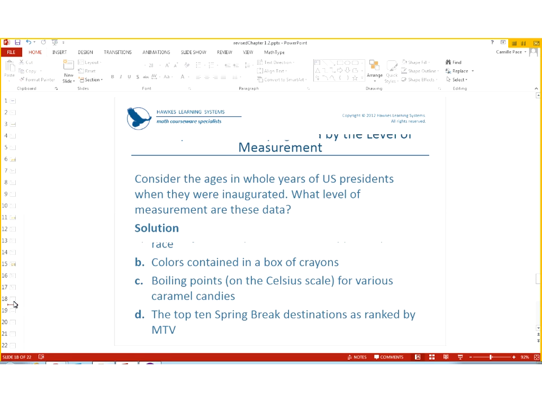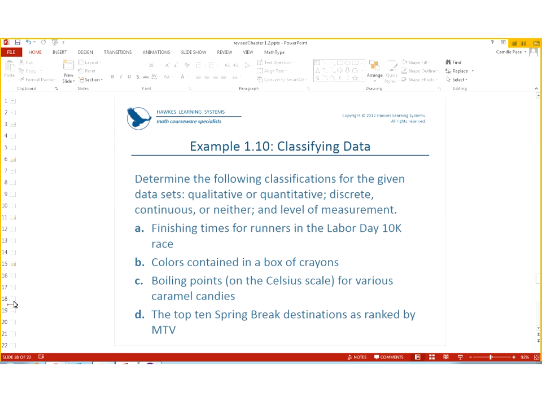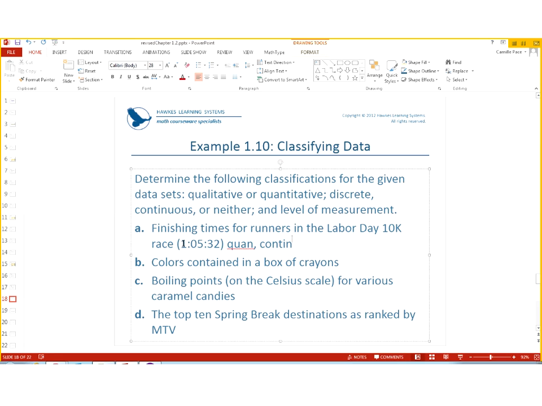All right. So let's go through this and let's see how we do with these. Determine the following classifications in a given data set: qualitative or quantitative, discrete, continuous, or neither, and level of measurement. Finishing time of runners in a Labor Day race. We could say a finishing time would be 1 hour, 5 minutes, 32 seconds. So we know that's quantitative. We know it's continuous because it has decimals. And it's ratio because you may not have even run that race. You were supposed to, but you didn't. So your time of 0 means you didn't run it. Okay?